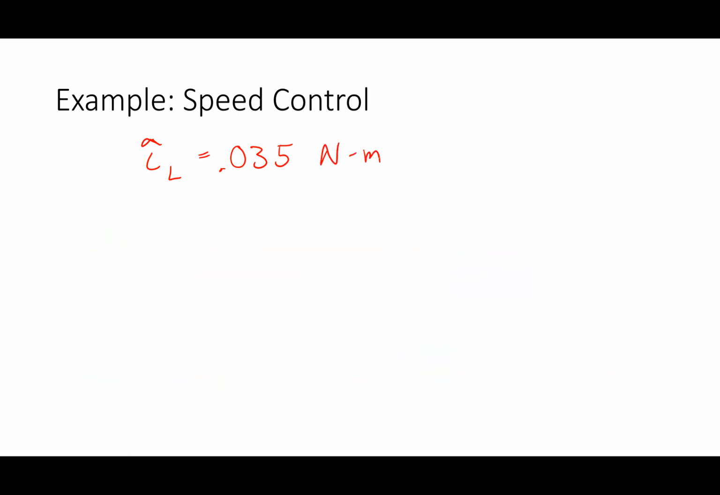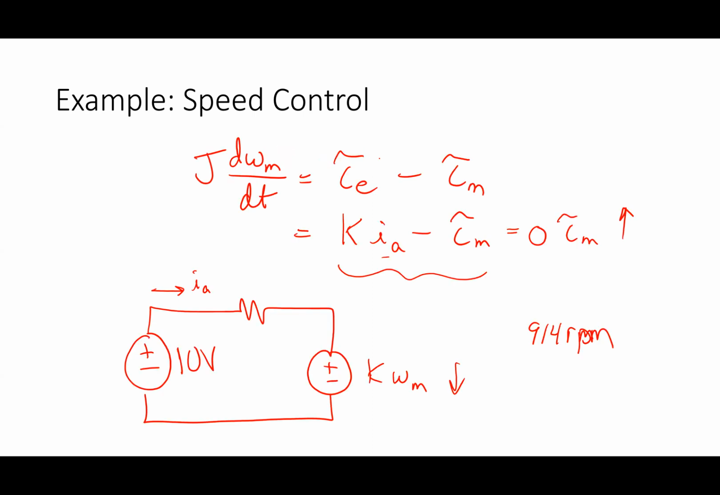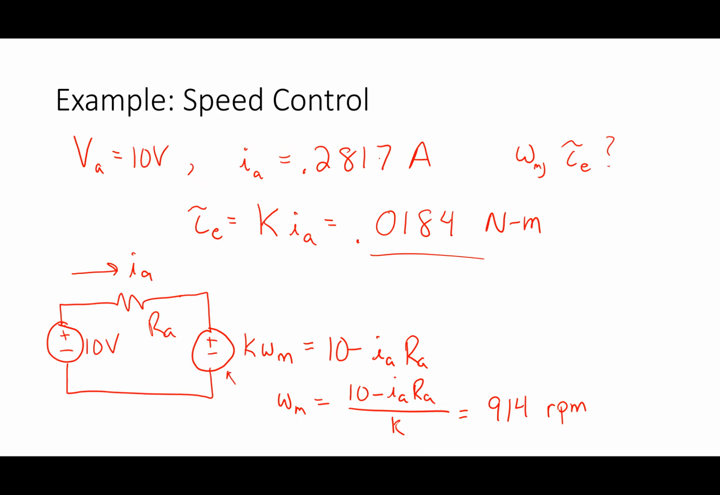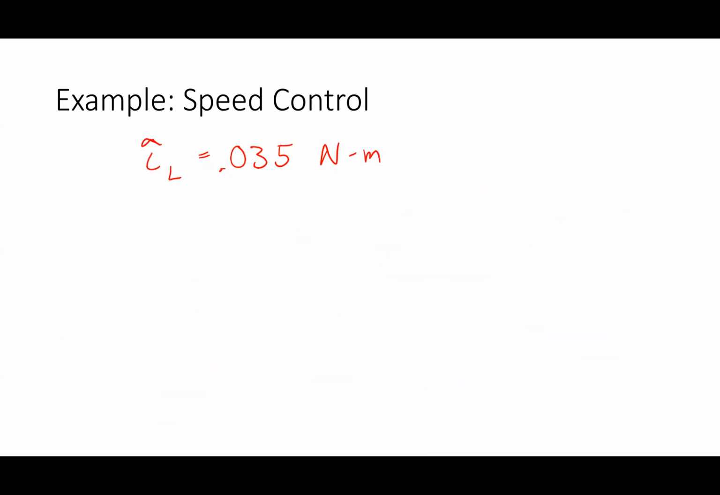What we know is going to happen is this thing's going to slow down. But let's say I don't want that to happen, right? But let's first look at what's going to happen initially. So 0.035 Newton meters. I guess I roughly doubled it, right? Because I was operating at about 0.0184, roughly doubled it.